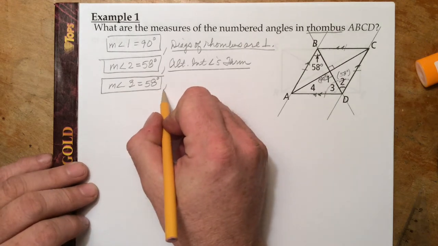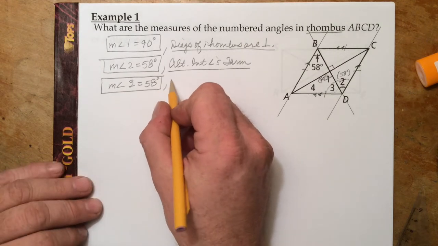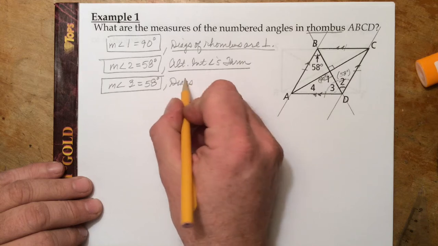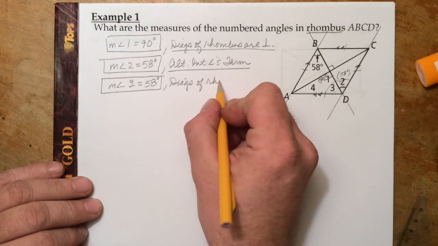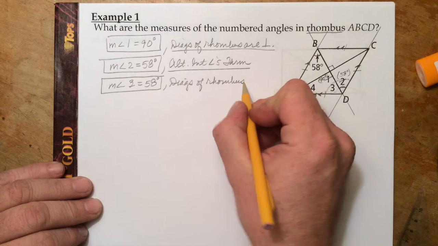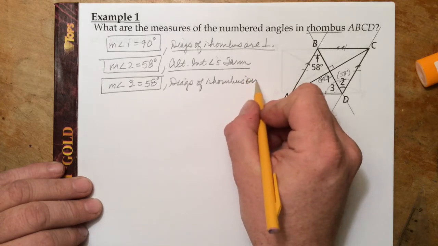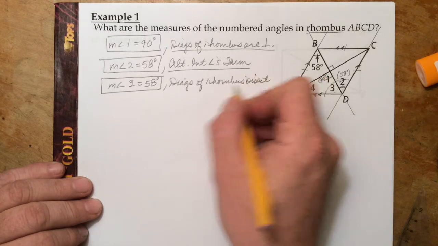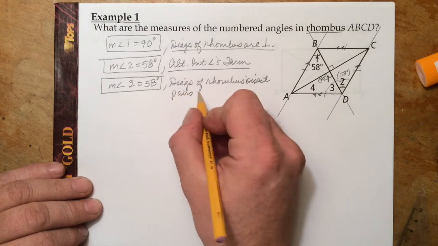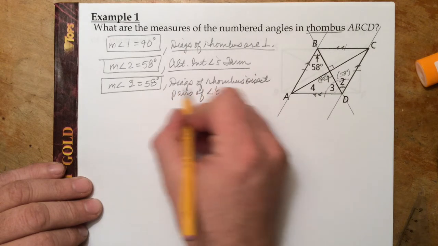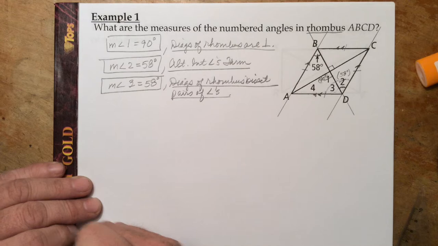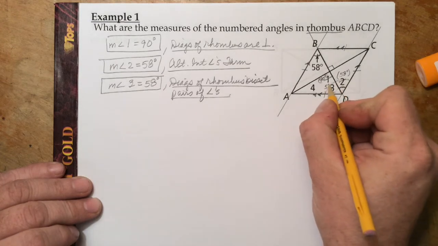And that's by the property that diagonals of a rhombus bisect pairs of angles. So this is 58 degrees.